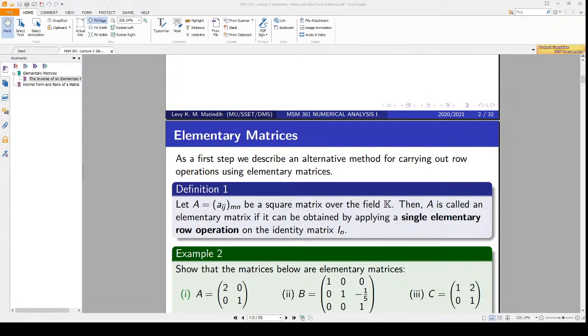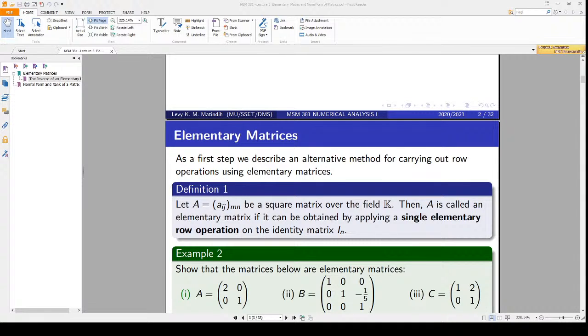This definition says that if we have an m by n matrix A, where m is equal to n, that means this matrix is a square matrix over the field K, then A is called an elementary matrix if it can be obtained by applying a single elementary row operation on the identity matrix I_n.